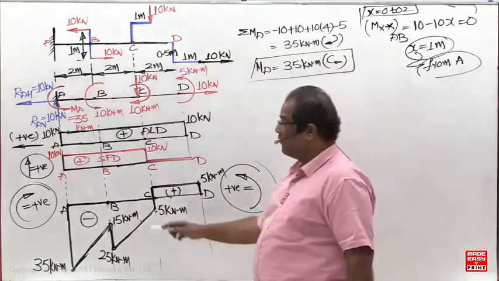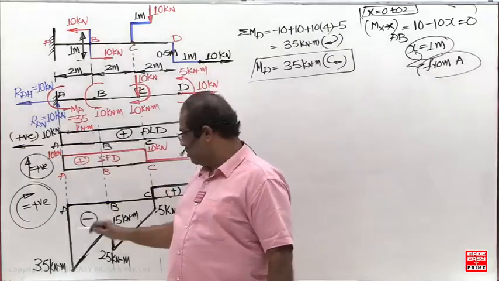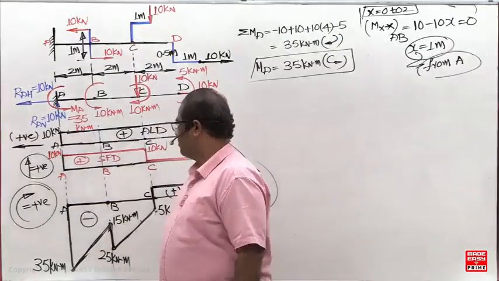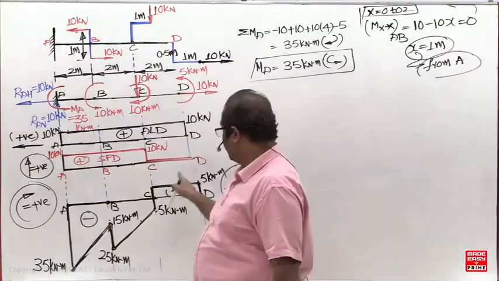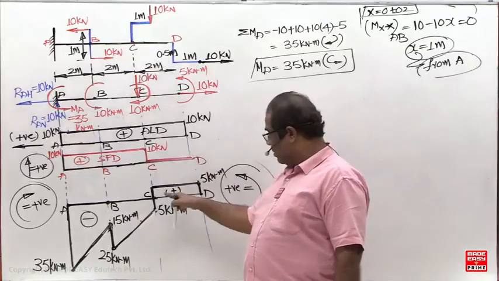And whenever the shear force is a non-zero constant, non-zero constant means linear, one inclined line. Here, one inclined line. And whenever shear force is 0, the bending moment should be a constant. Whenever shear force is 0, bending moment is a constant.